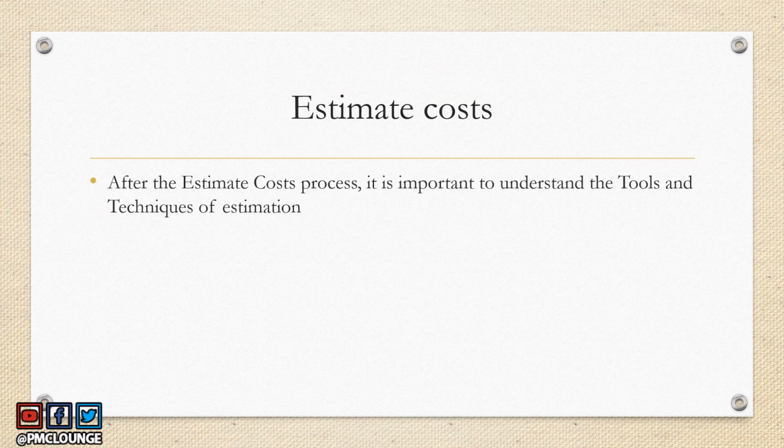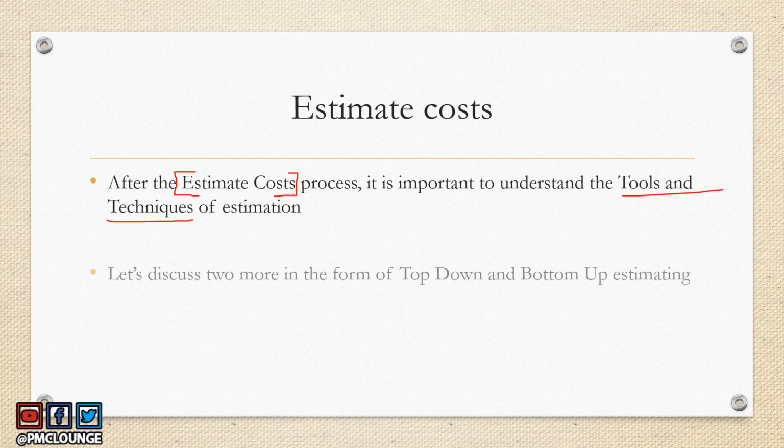So we've already discussed the estimate costs process, and it is important to understand the tools and techniques that you are going to use for estimation. Now, in the video where we covered estimate costs, we also covered some of the tools and techniques which we had already discussed in the schedule management knowledge area. Estimate cost is, of course, a part of the cost management knowledge area. Now, some of the tools and techniques which are common between schedule estimates and cost estimates have been discussed in the estimate costs process video already. In this video, we look into two other forms of estimating techniques, which are top down and bottom up estimating.